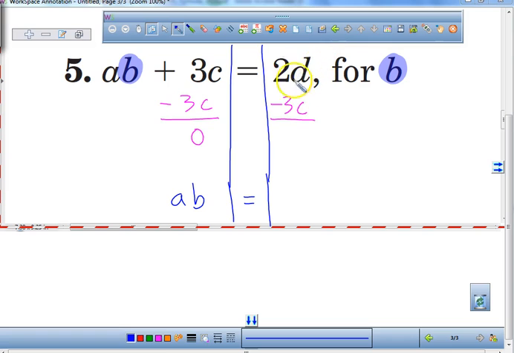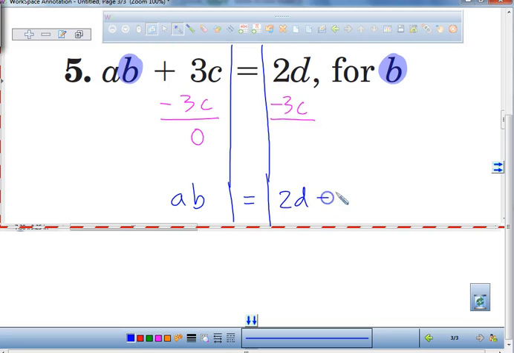All right. Anna, what do you think? What's this going to be right here? Just tell me what you see. What do you see right there? All right. What's happening there? That's right. That's all you do. Just 2d minus 3c. Why can I not combine those?